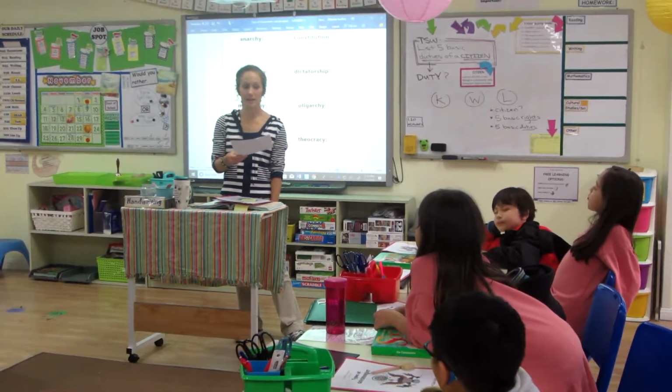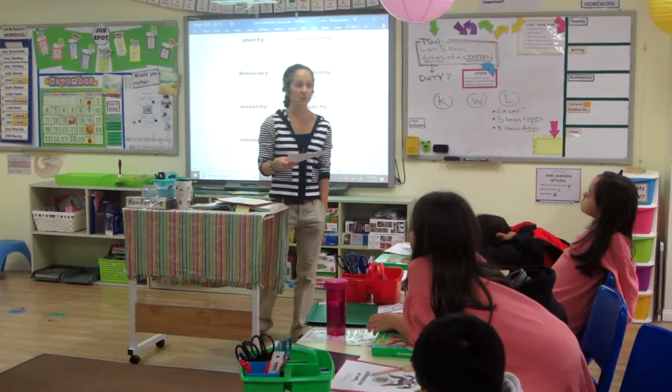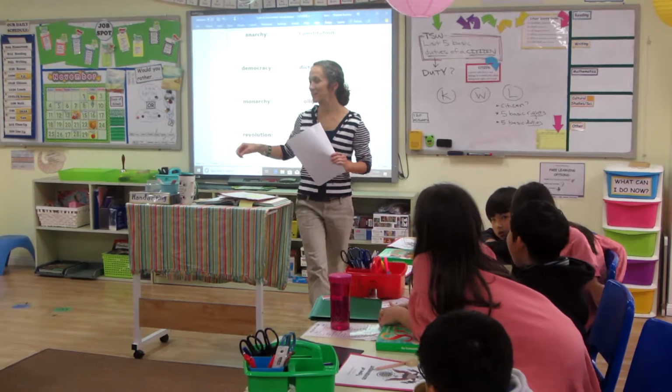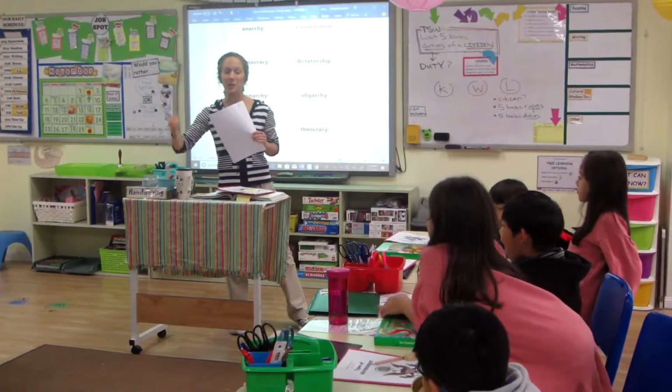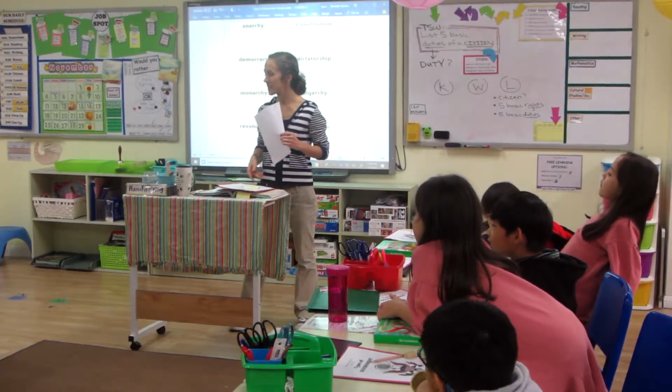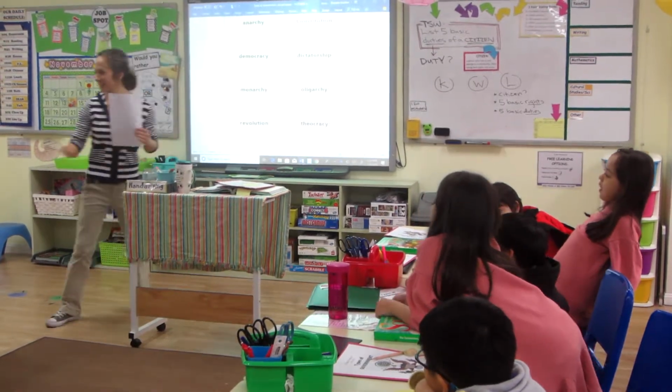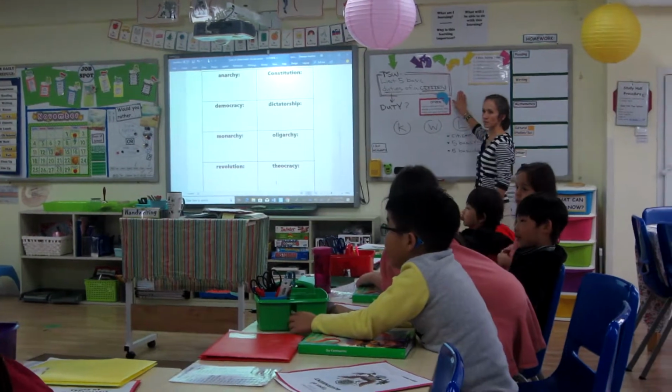A form of government in which a country is ruled by a king or a queen. Ethan. Monarchy. Very good. Monarchy. Very easy. Time to state our goal.